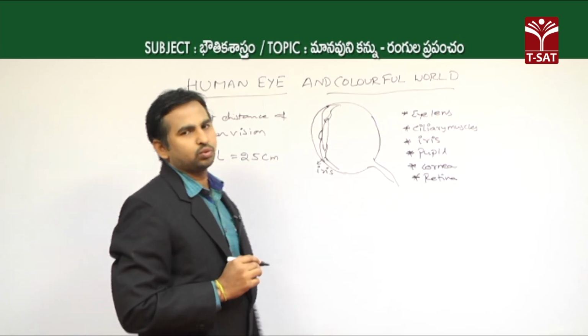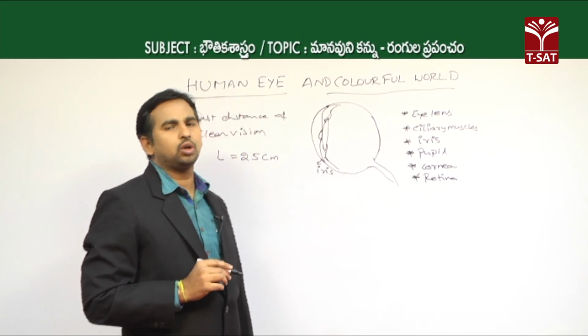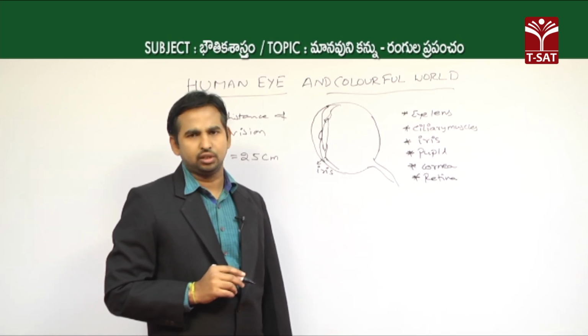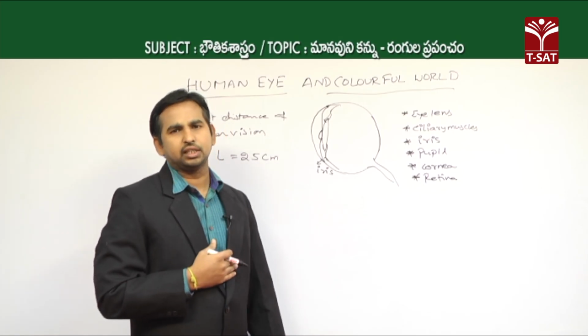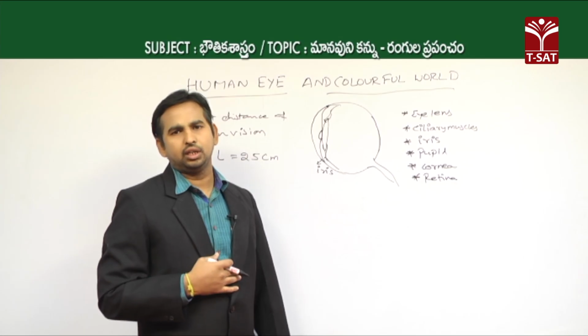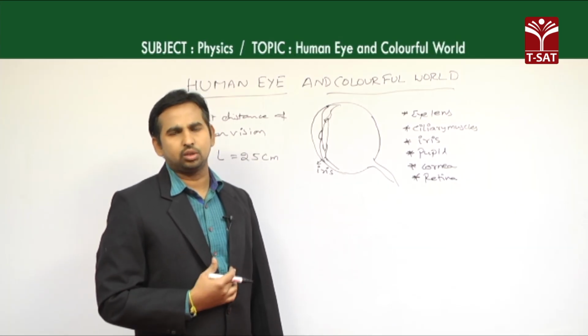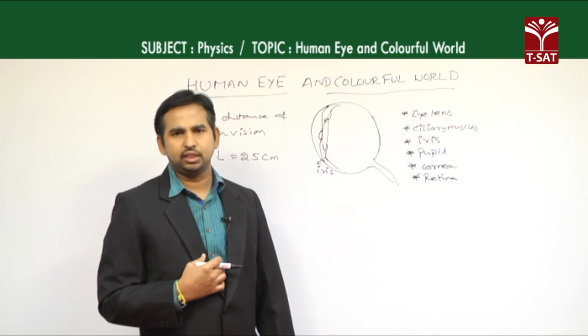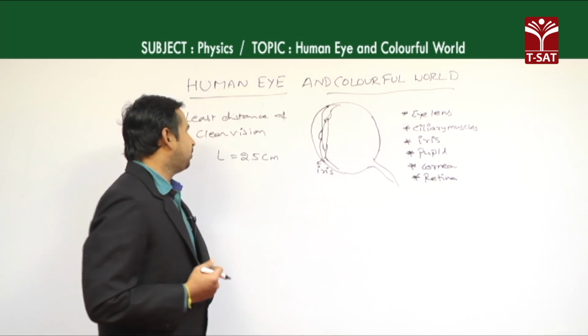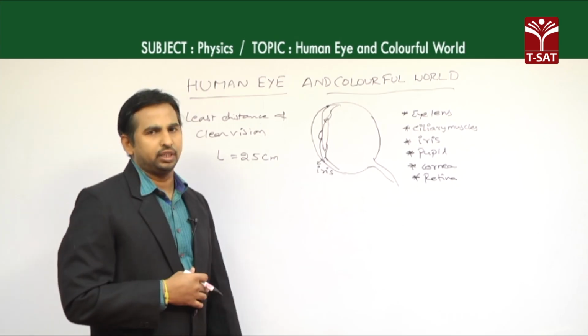What does this 25 centimeters mean? When you keep the object at 25 centimeters, we can see the complete size of the object very clearly without any problem, without straining the eyes. That distance is called the least distance of clear vision.